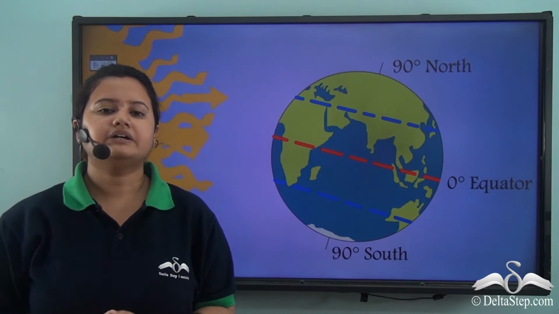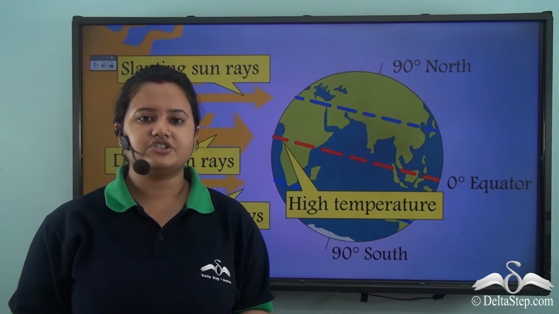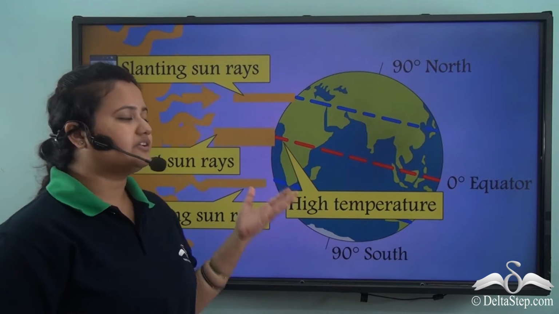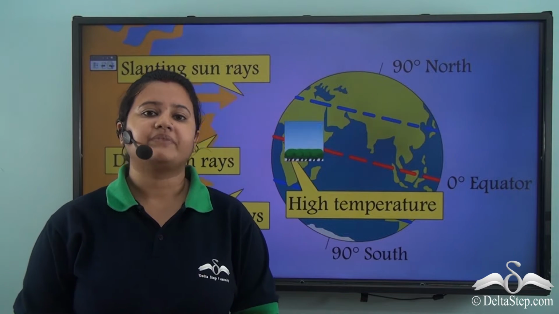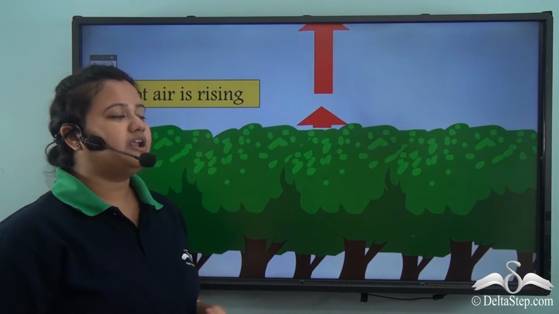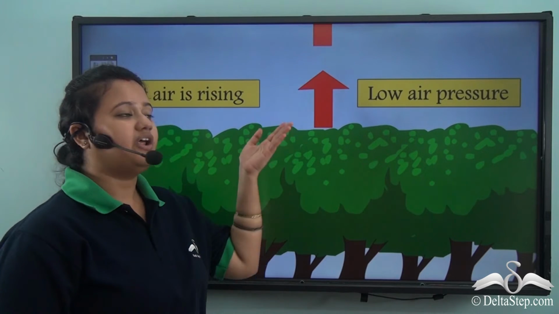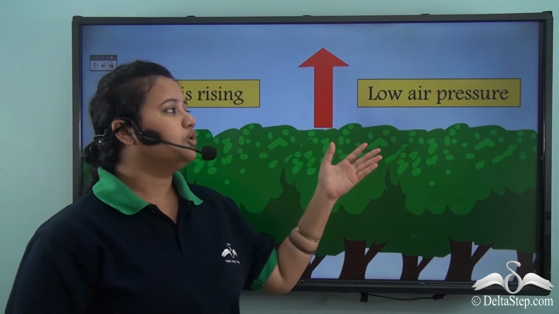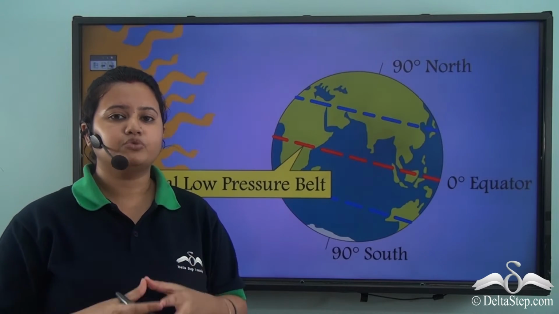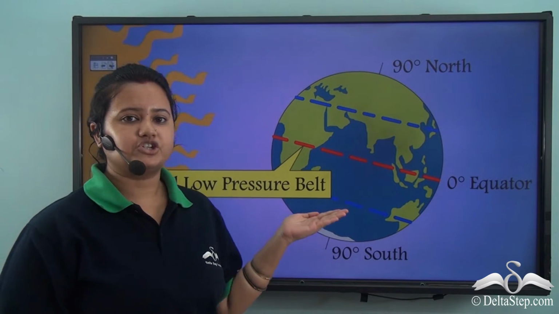We know our Mother Earth is spherical in shape. As a result, the equatorial region receives the maximum sun rays. In fact, it receives direct rays of the sun throughout the year. As a result, this region has high temperature. So, the air prevailing in this region gets heated up and expands, and this air rises up, creating a low pressure region. So, this low pressure region with little wind movement prevailing across the equator is known as the equatorial low pressure belt.